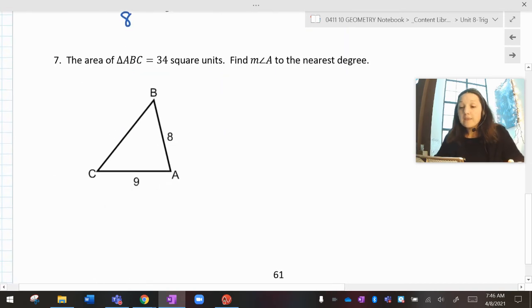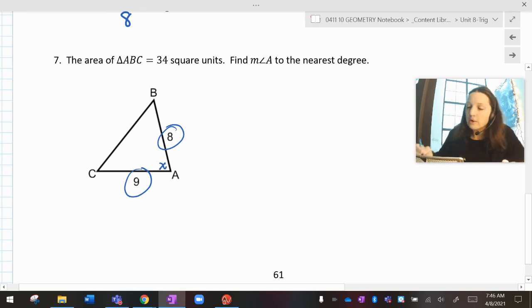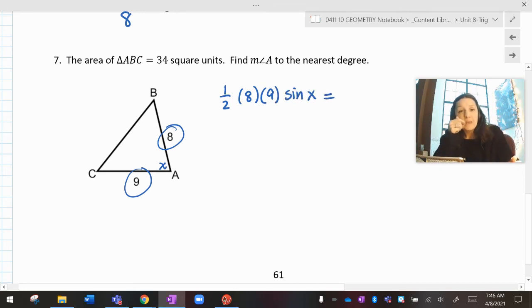Last one. The area of ABC is 34. Find the angle. Ooh, okay. Well, if I wanted the area, I would have this and this, and I don't know the angle. So I know 1/2 AB sine C equals the area, and the area is 34.